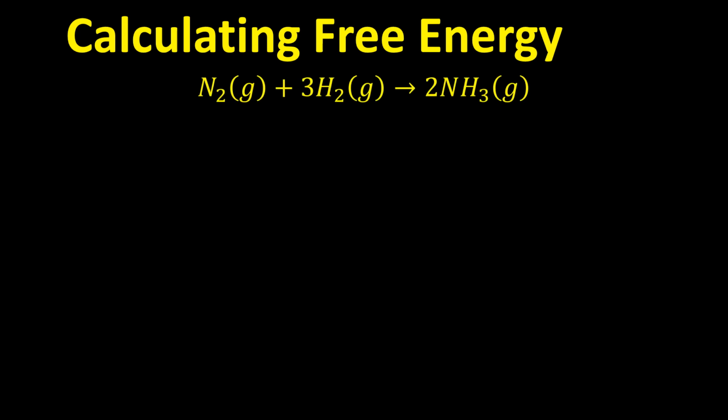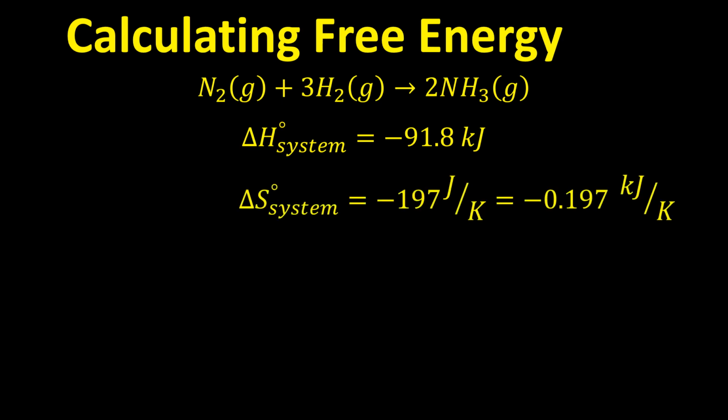So now we're going to calculate Gibbs free energy using the equation that I gave you previously. We're going to look at the reaction where nitrogen gas reacts with hydrogen gas to form ammonia. The delta H of the system is negative 91.8 kilojoules. The delta S of the system is negative 197 joules per Kelvin, but we need to get both of these numbers in the same units. So we'll divide by 1,000 to get negative 0.197 kilojoules per Kelvin.